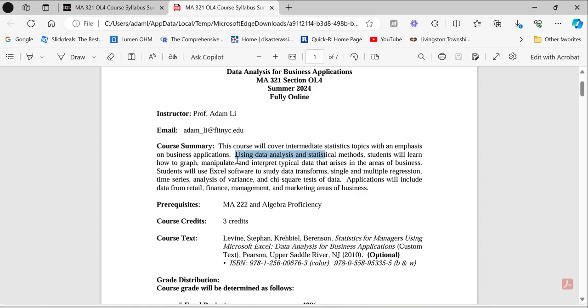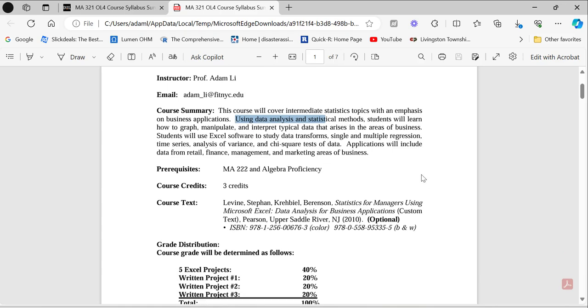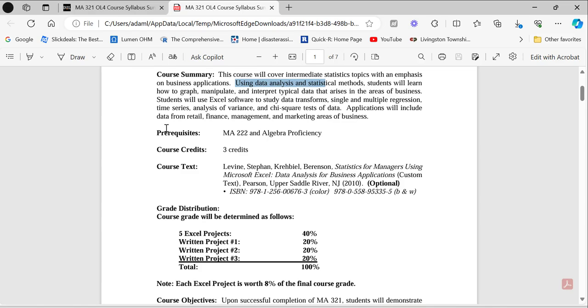Yeah. So the major topics we're going to cover are one-way ANOVA, two-way ANOVA, simple linear regression, multiple linear regression, and time series analysis. Yeah, those are the major topics. And the data sets come from different areas like retail, finance, management, and marketing areas of business.